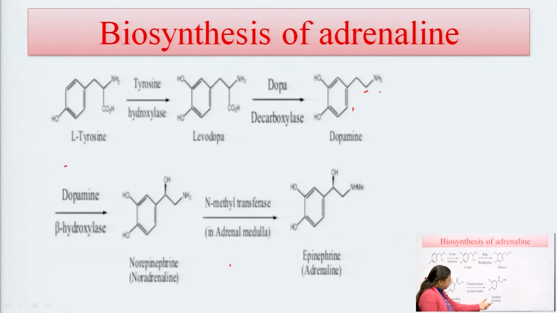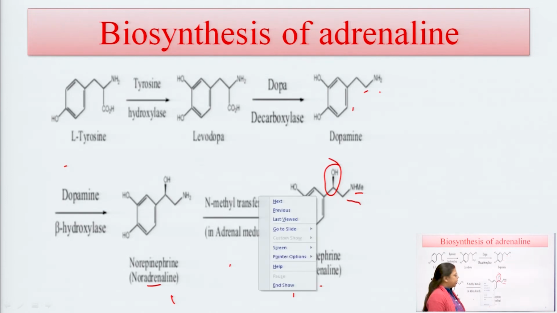Okay. So what is the difference in the structure? There is the presence of an NHCH3 group here. So there is one methyl group in this structure, and there is also one hydroxyl group in this structure. So the difference between norepinephrine and epinephrine is the presence of a methyl group in adrenaline, and the absence of the methyl group in norepinephrine. The presence of a methyl group on the amino nitrogen is known as adrenaline or epinephrine.